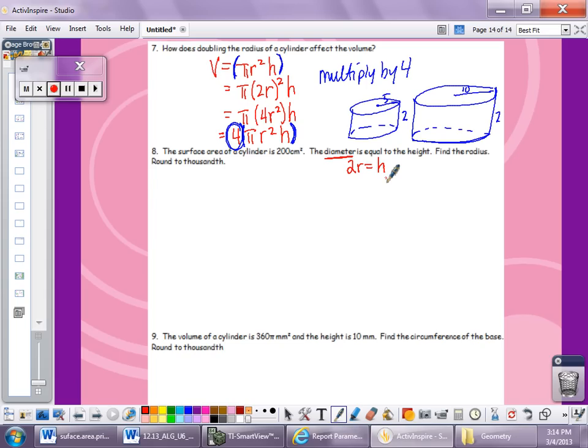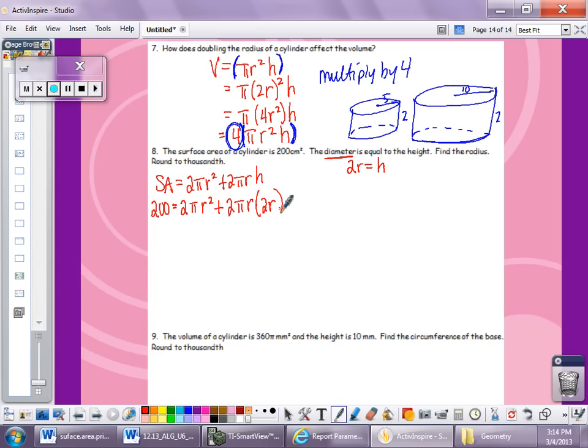So I know that I'm dealing with surface area, so I always start by writing my equation: 2 pi r squared plus 2 pi r h. I'm going to plug in the information that I know: 2 pi r squared plus 2 pi r times 2r.